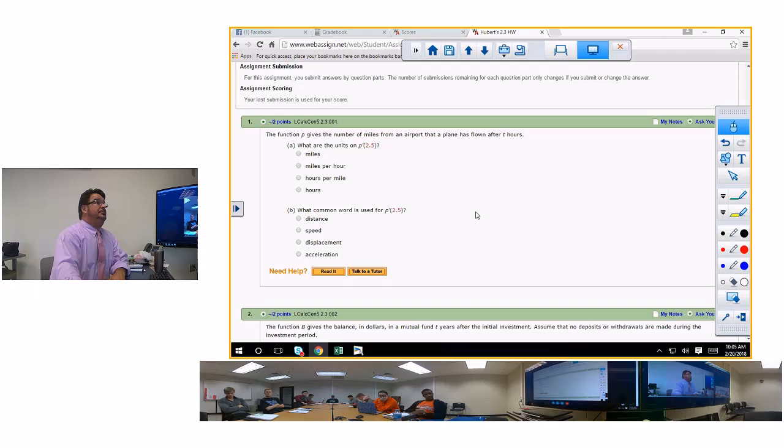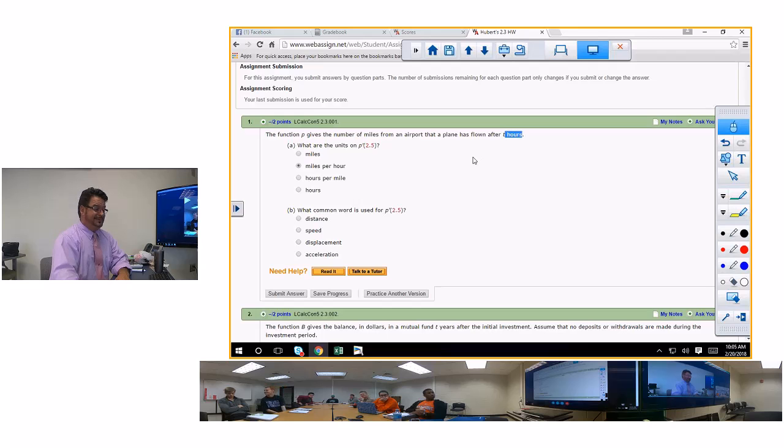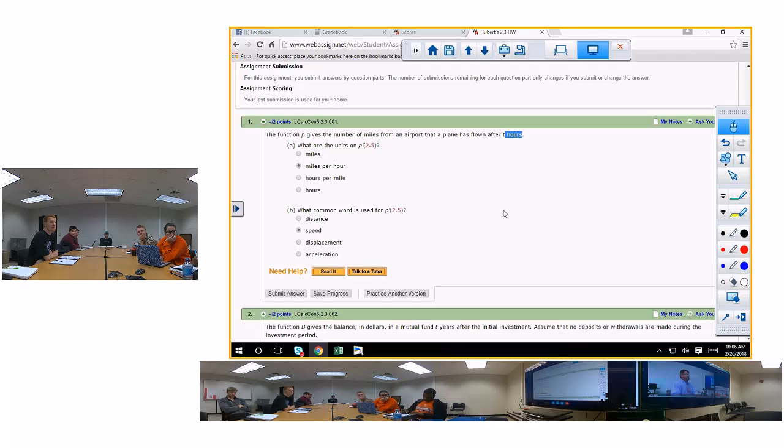The function P gives the number of miles from an airport that a plane has flown after t hours. Miles per hour. What is the unit? Miles per hour. Yeah. I'm sorry, that's what I'm told. The syllabus says go over this. What common word is used for P prime of 2.5? Speed.